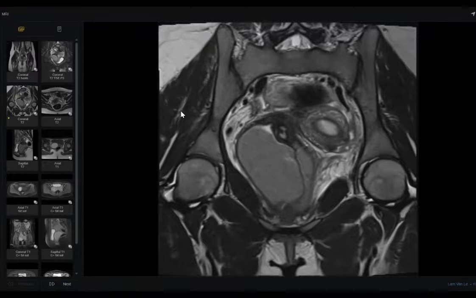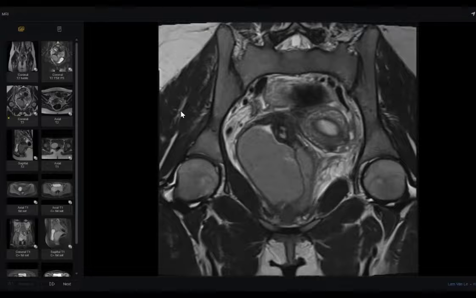So I would also like to screen and look for other anomalies. That is, if there are any genitourinary tract anomalies or any vertebral anomalies associated with it, because Mullerian anomalies are usually associated with kidney as well as vertebral anomalies. I would also like to ask the history of the patient if she's having any severe pain or dysmenorrhea. Also, I would like to correlate with the physical findings.